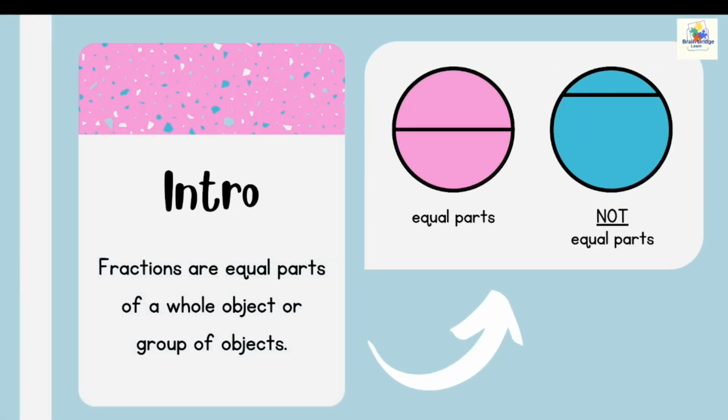So, intro. Fractions are equal parts of a whole object or a group of objects. Like there, if we consider these circles as a pizza, the first one has equal parts because it is divided from the middle. Meanwhile, the second one does not contain equal parts. It has one part bigger and one part smaller. So that is not dividing into equal parts.